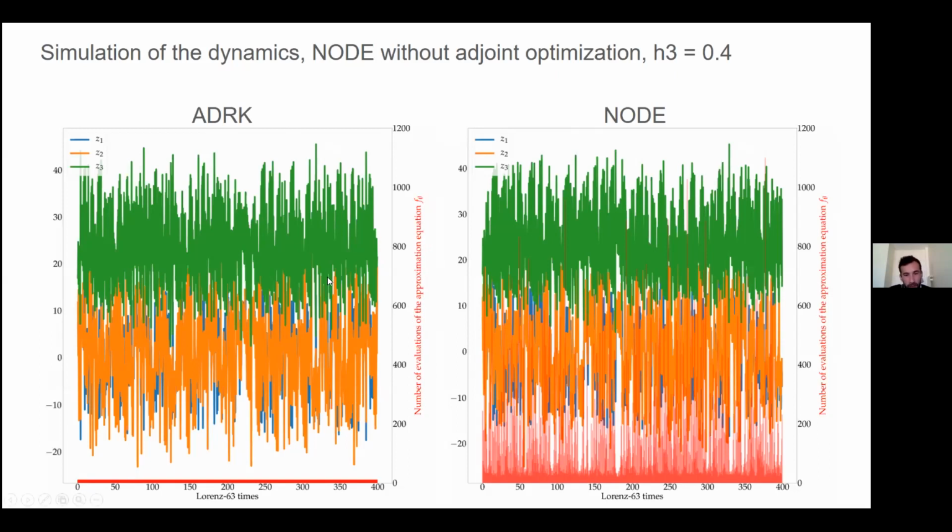How much the neural network model is evaluated in order to compute the next time step prediction. For the proposed framework, it's simply the number of stages, so it's 11, regardless of the initial condition. Now, for the neural ODE model, it's an adaptive step size solver.